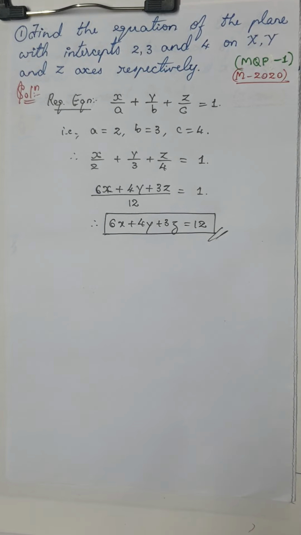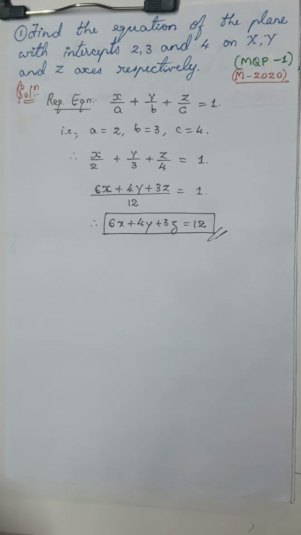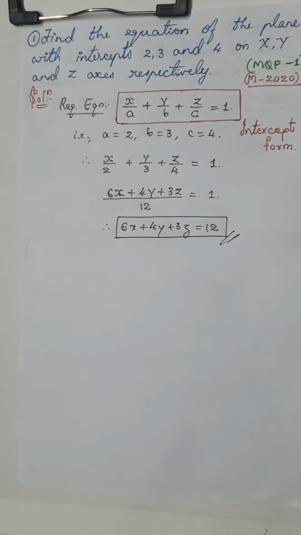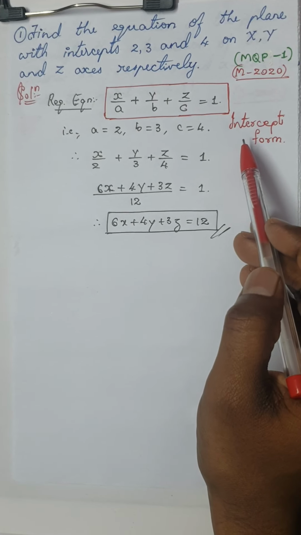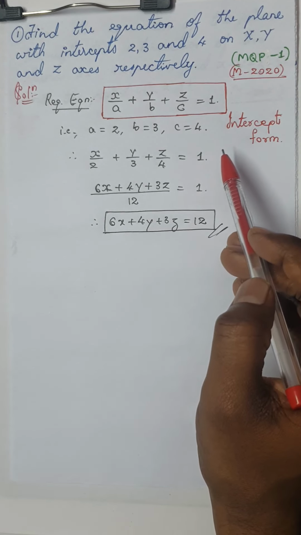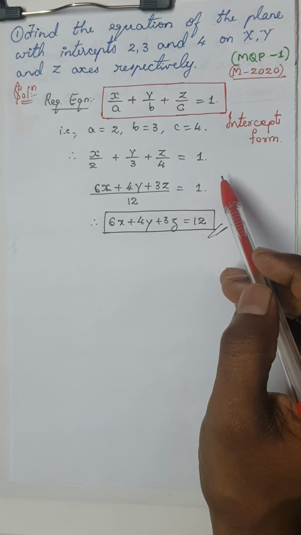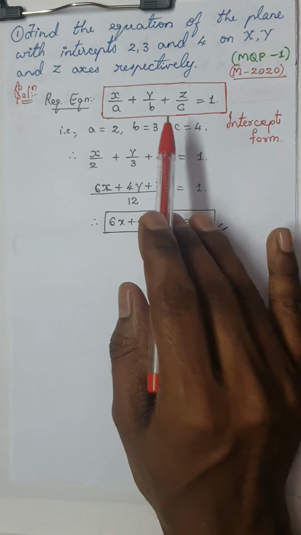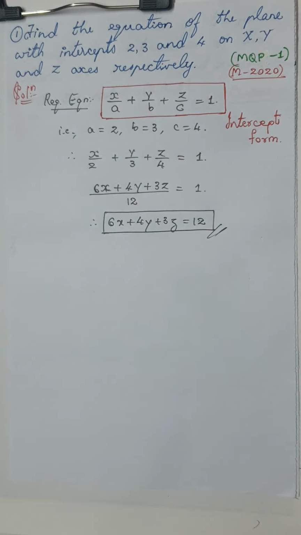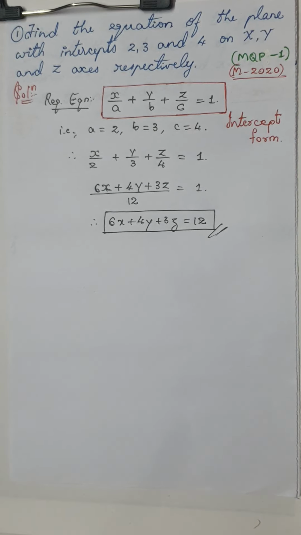Very simple question, dear students. Only thing is, remember the intercept form of the equation of the plane. So this is the intercept form of the equation of the plane. A similar equation you had seen in the first PUC, where the intercept form of the line is given by x by a plus y by b is equal to 1, isn't it? So this is the three-dimensional form. So we'll have the equation of the plane in intercept form, which is x by a plus y by b plus z by c is equal to 1. A very simple question. If they give you this, you could definitely get 2 marks very easily.